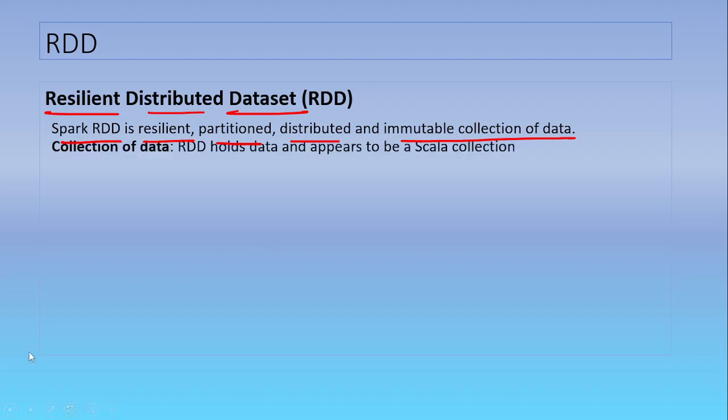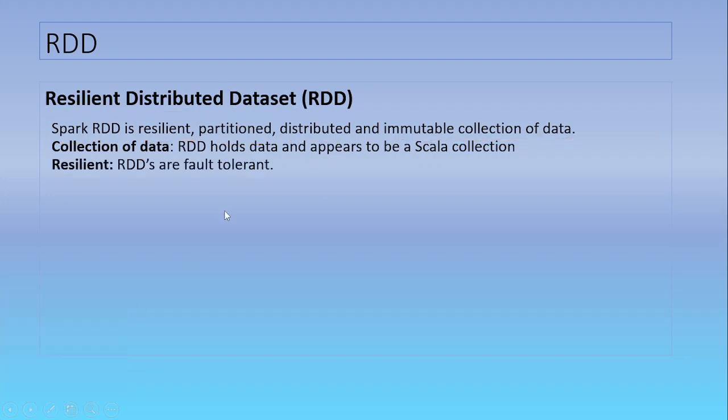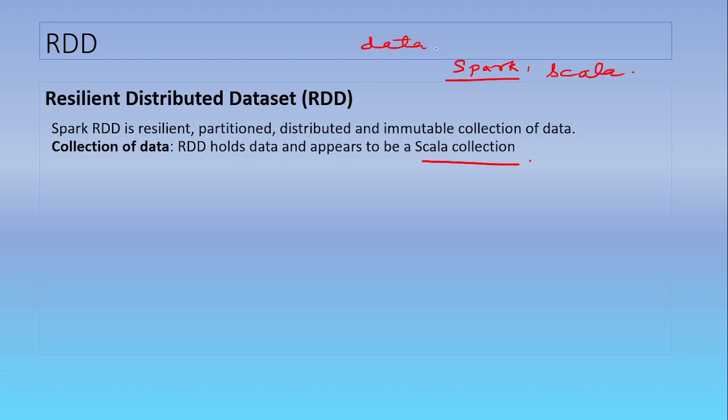First is collection of data. When you look at the collection of data, your Spark holds all your data in a Scala collection. If you ask me in which language Spark is written, Spark is written in Scala. So whatever data you are bringing into Spark appears to be in a Scala collection, because the language of Spark itself is Scala. I hope this collection of data is clear to you now. Okay, so we are decoding one by one.